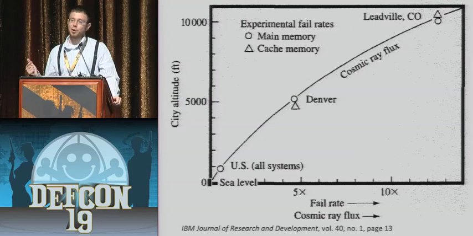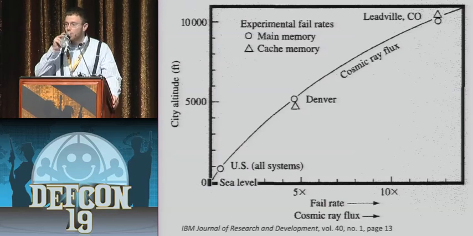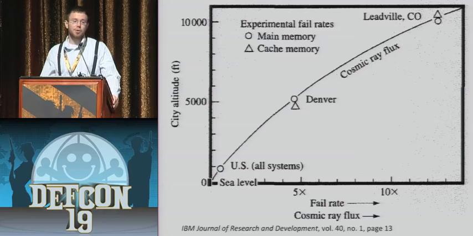The higher up you go, the more cosmic rays there are, since there is less atmosphere. And if you notice these circles and the triangles, those are actual experimentally observed errors in cache and main memory. They align exactly with the prediction for the cosmic ray flux. Now, this IBM study ran from 1978 to 1994, so it's entirely possible newer generations of RAM are differently affected, but cosmic rays is definitely something you want to consider.